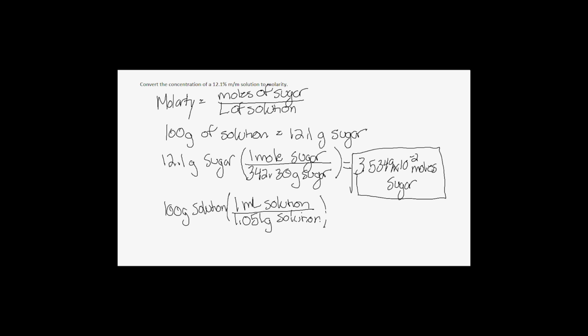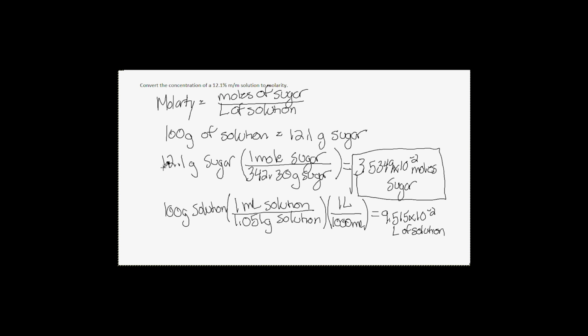Now, since we need our value in liters and not milliliters, our second equality relates liters to milliliters. In this case, there's 1,000 milliliters in 1 liter, and we want to get rid of milliliters. So we put this value on the bottom, and we have our 1 liter on the top. When we put this into our calculator and solve it, we should get 9.515 times 10 to the negative second liters of solution. This is the second value we need to calculate the molarity.